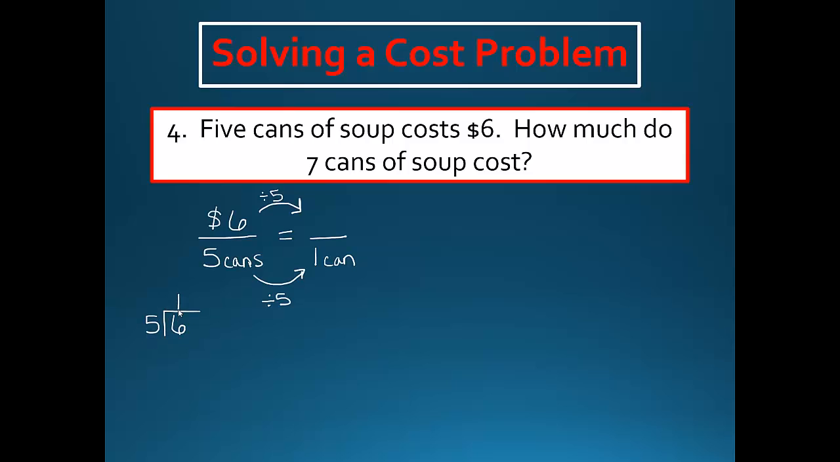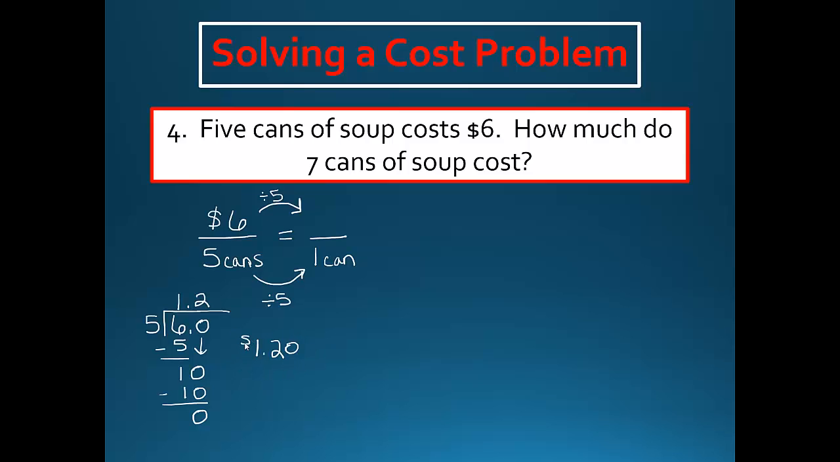5 goes into 6 one time, and 1 times 5 is 5. We subtract and we get 1. Now we need to add our decimal and our 0 and bring that 0 down. We also need to remember to put our decimal in our answer as well. Now 5 goes into 10 2 times, and 2 times 5 is 10. We subtract and we get 0. So we get 1.2. Since we're talking about money, we need to add a 0 behind the 2. So we add another digit behind the 2 so that this is correct for money.